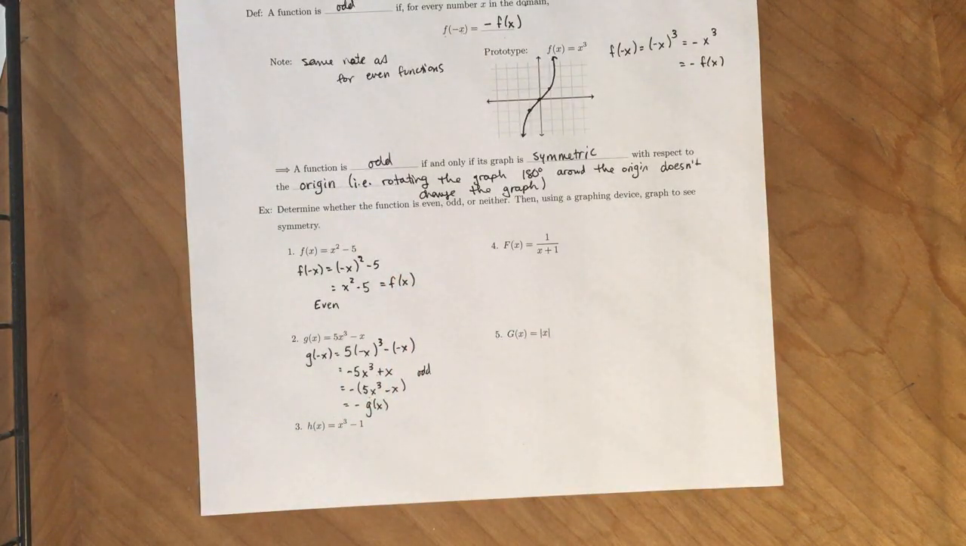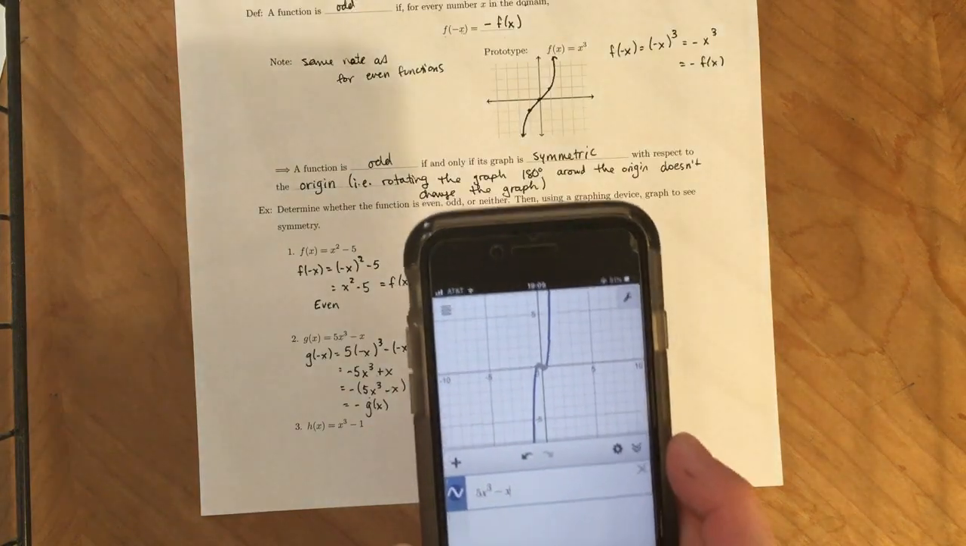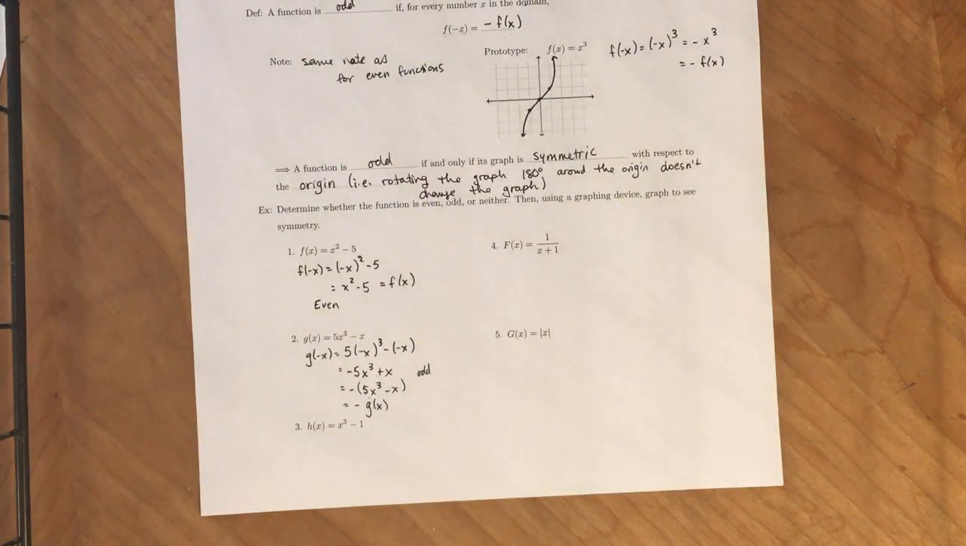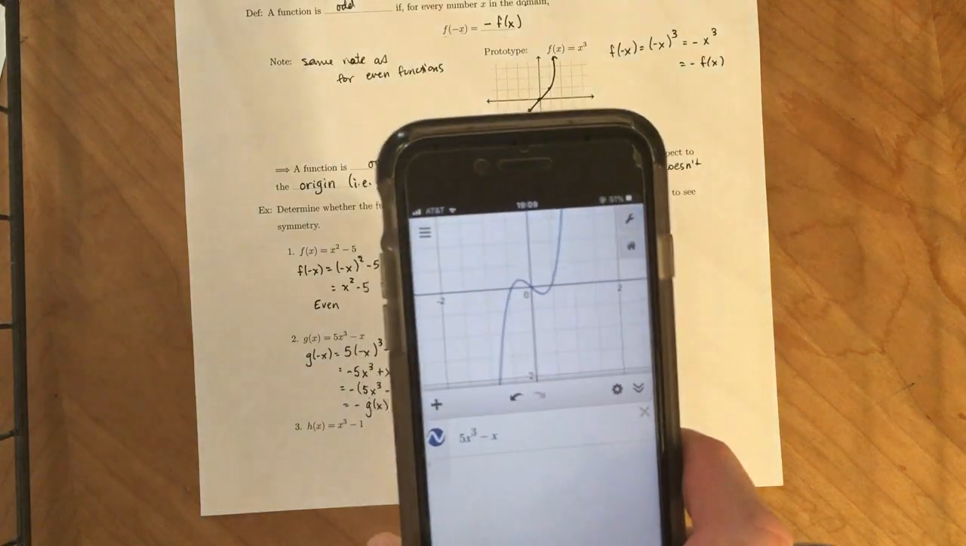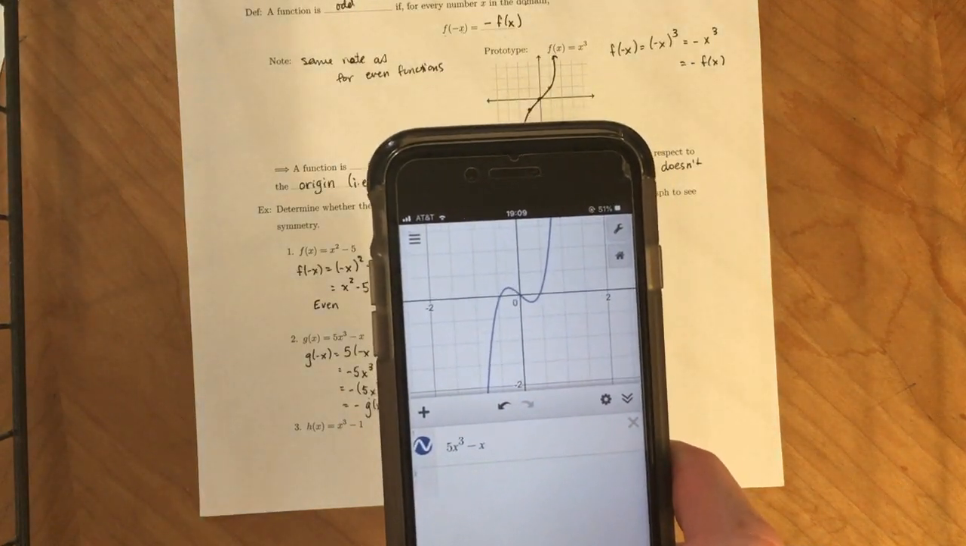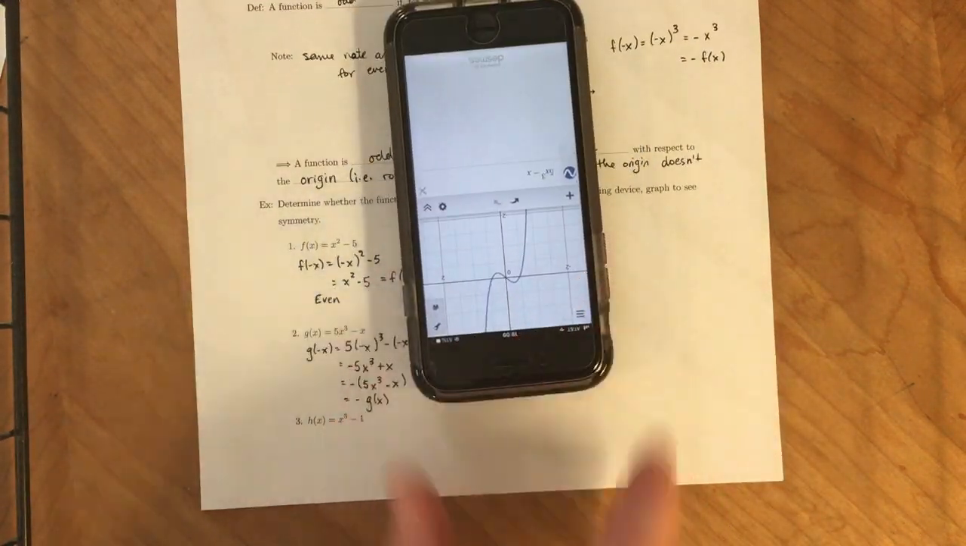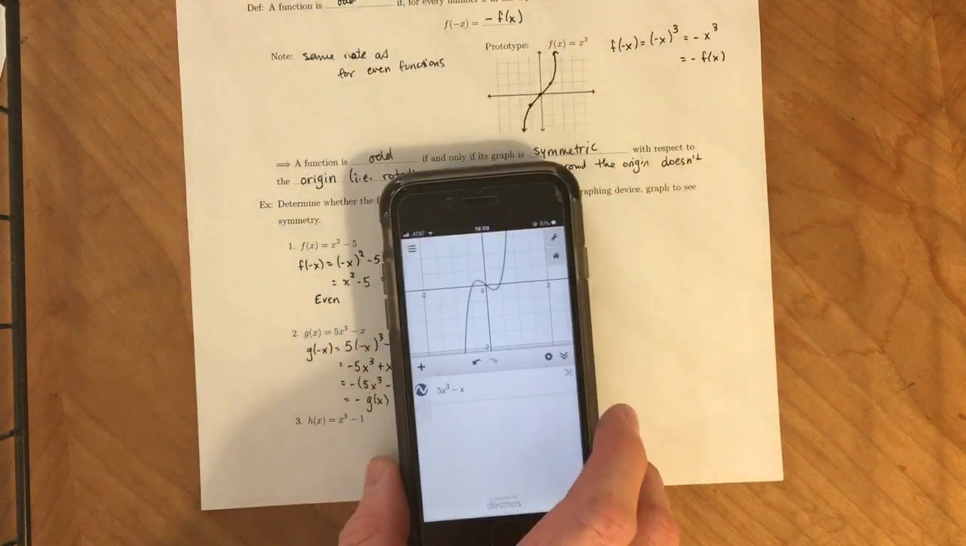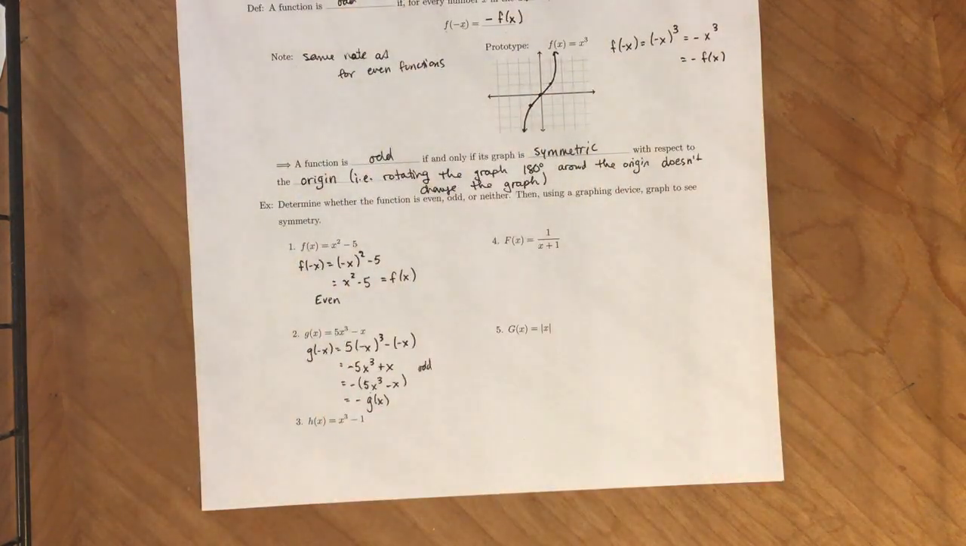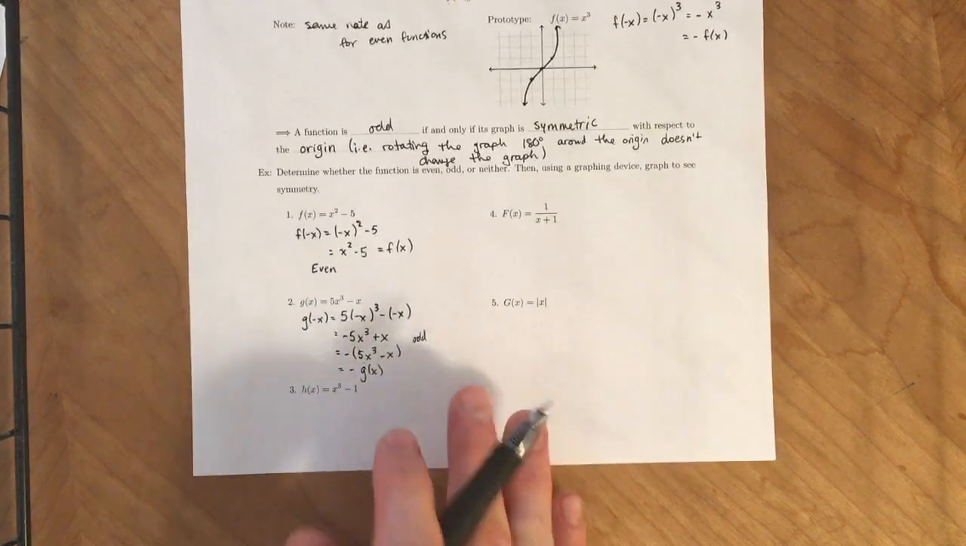And if you want to see the graph of that, let's do 5x cubed minus x. All right, you get this kind of shape here. And if we zoom in just a little bit, right, still symmetric. So if I rotated my phone around 180 degrees, looks exactly the same. All right. Try out this next one.